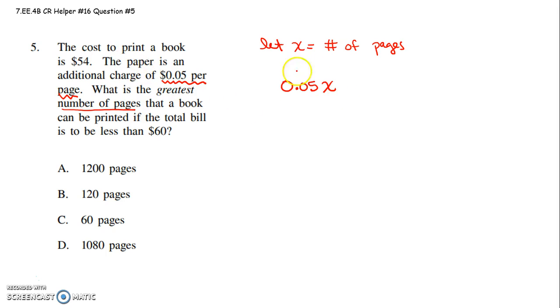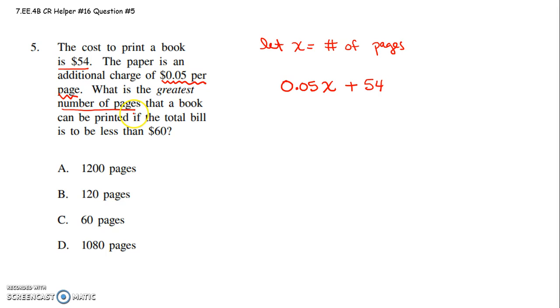But no matter how many pages you have in the book, that company is going to charge you a flat fee of $54 to print that book. So once you calculate your cost based on how many pages you need, you have to tack on $54 because that company is going to charge you that regardless.